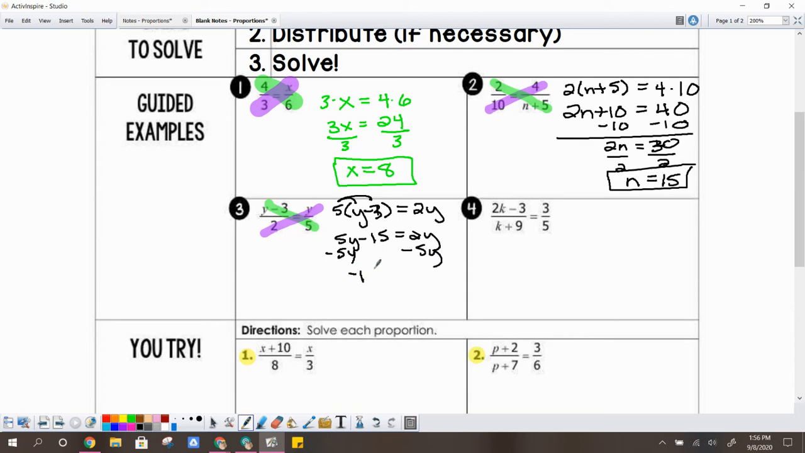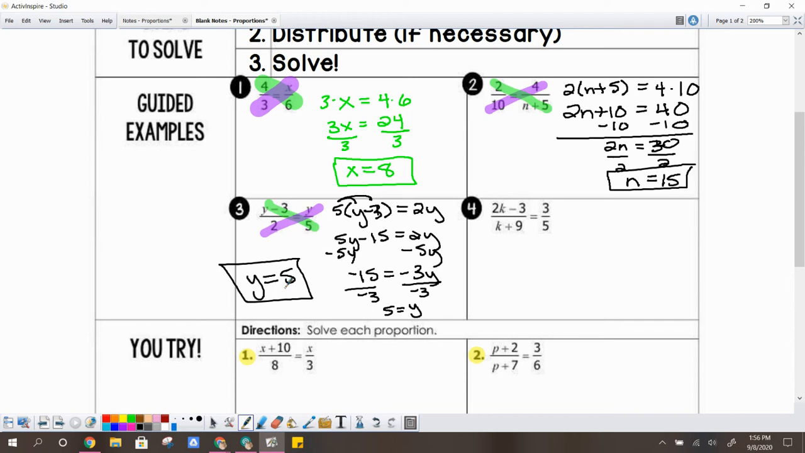Okay, so I have negative 15 equals a negative 3y. Then I can divide both sides by negative 3 to get y equals 5. Again, I would just rewrite it like that. So if your variable does end up on the right like mine did, you just flip them and it's the same thing. So those are the first three.